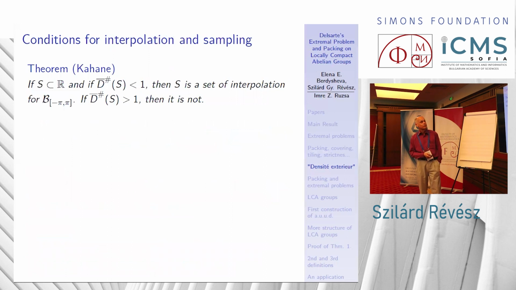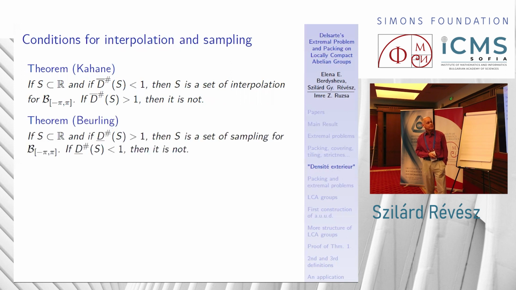Okay, so the theorems that can be proved with these notions. One is due to Kahn. It says if the upper density is less than 1, then the set is a set of interpolation, and conversely, if the density is too large, then you cannot interpolate. And similarly, Beurling proves that if the lower density, which is dual to the upper density, I don't define it, is large, then it is a set of sampling, and if it is small, then it is not.